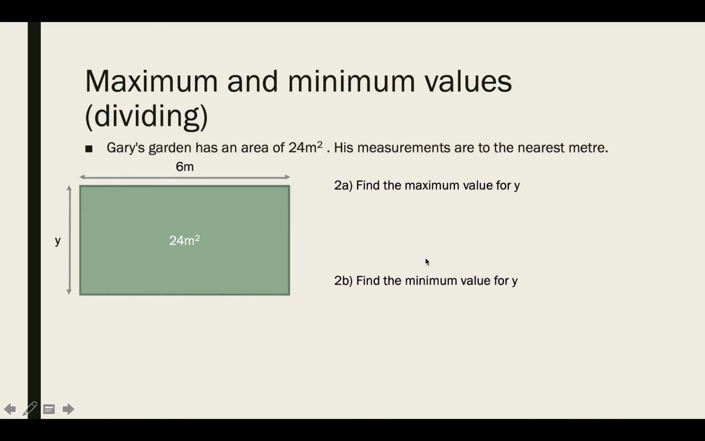We first want to find the upper and lower bounds of the measurement we have. So it says here that Gary took his measurements to the nearest metre.